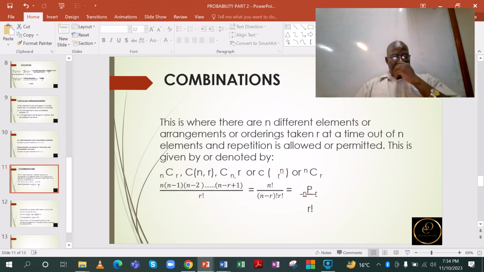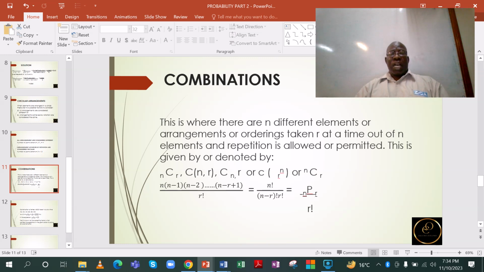The other one is what we have. We have just looked at permutation. Let's look at combinations. How do we deal with combinations?